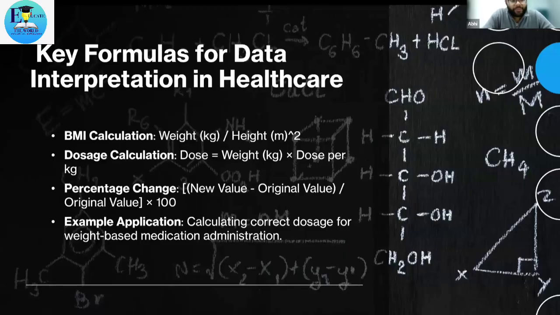The key formulas when it comes to data interpretation in healthcare are BMI calculations, dosage calculations, and percentage changes. I think we'll be working through some examples from the next slide onwards. So I'll pass it over to Abirami for the examples and calculations. Next slide, please.